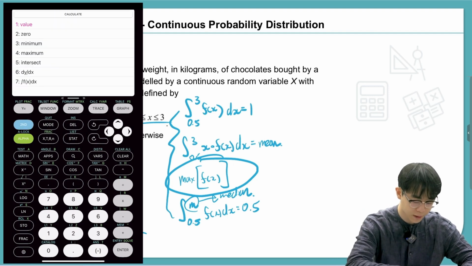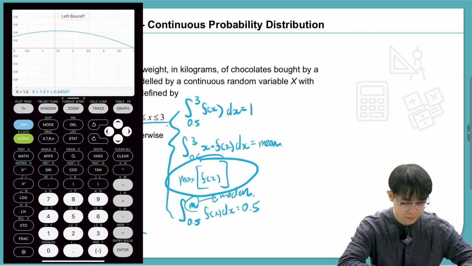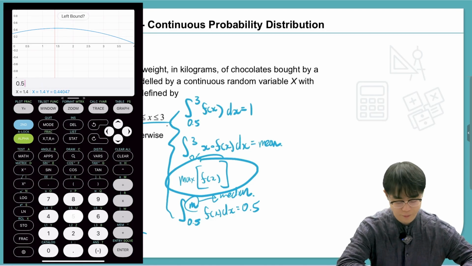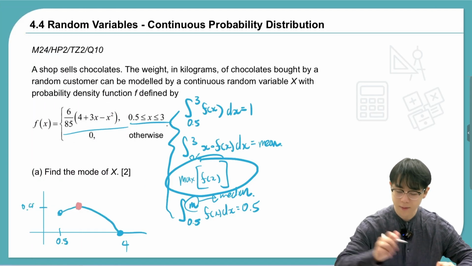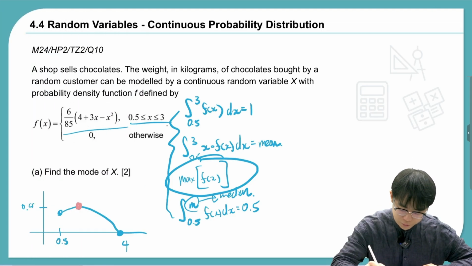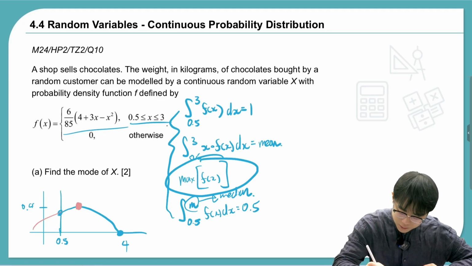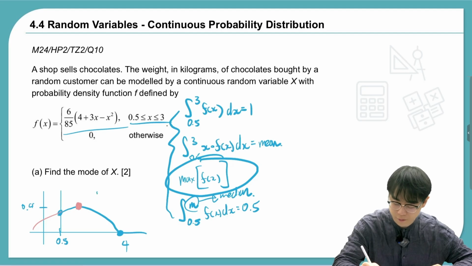So we go to second trace, find the maximum point. Left bound, we're going to say it's from 0.5. The right bound, we can say it's from 3. Okay, so although this kind of continues like this overall, our function, our PDF, our probability density function just cuts off from 0.5 to 3, right?